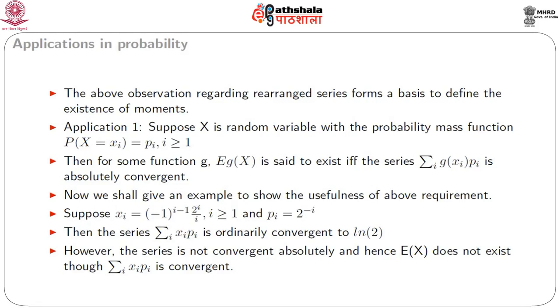However, the series is not convergent absolutely, because when we take the absolute values of xi multiplied by pi, we get 1 by i, and therefore the series with absolute terms is nothing but the harmonic series which diverges, and hence according to our definition, expected value of X does not exist even though summation xi pi is convergent.